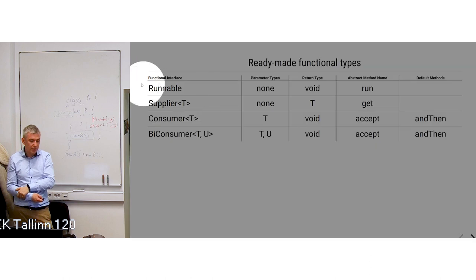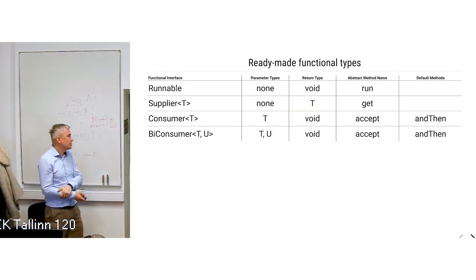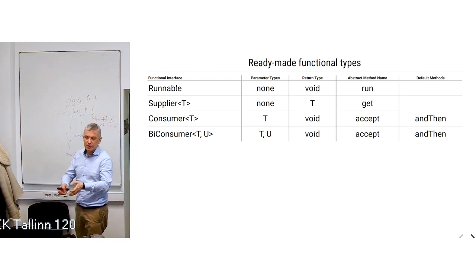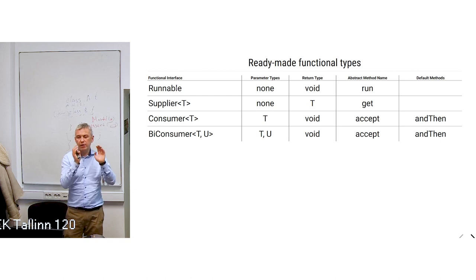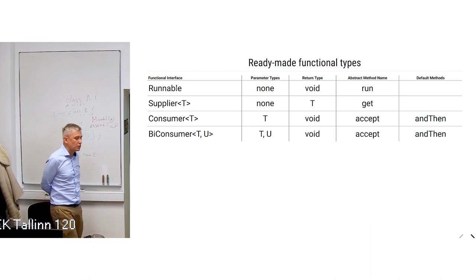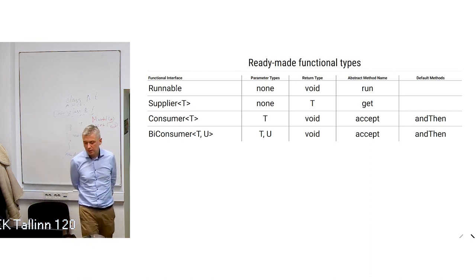First of all is Runnable. Runnable is used in libraries which are suited for concurrent programming, like, please do something in parallel. Yes, I assign you some task, please do it in parallel. And you are just passing Runnable to it. So it doesn't accept any arguments, it doesn't return anything, it just does something.